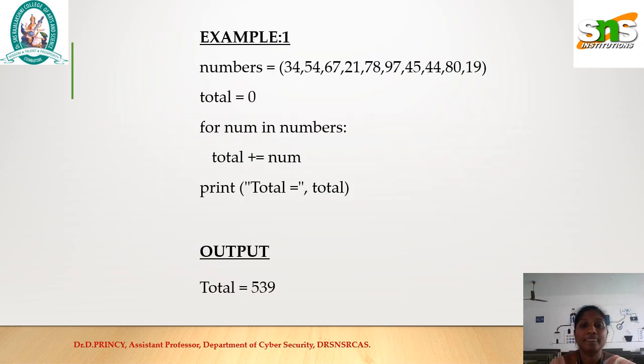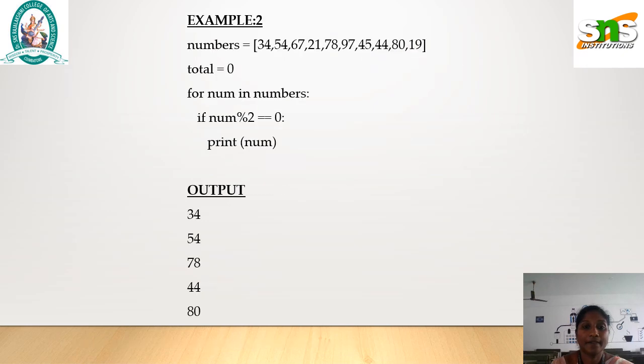For example, I'm taking a list. Numbers is a list which contains 10 elements. I'm going to find the total of these elements using a for loop. Here num is a counter variable which is used to take the elements from the list numbers. So the total value of that list is 539.